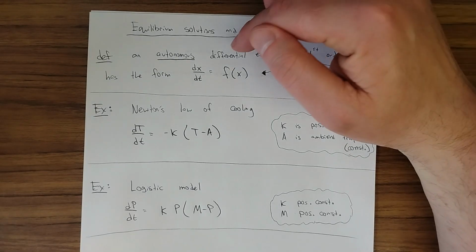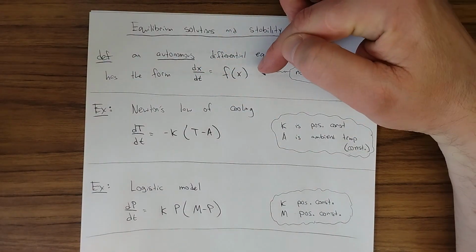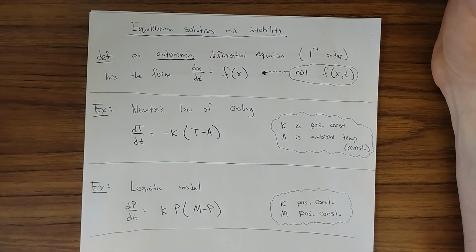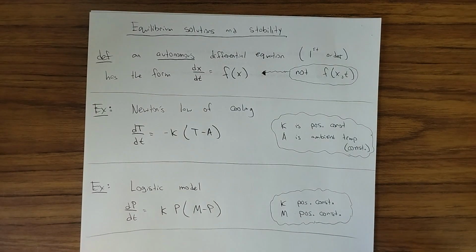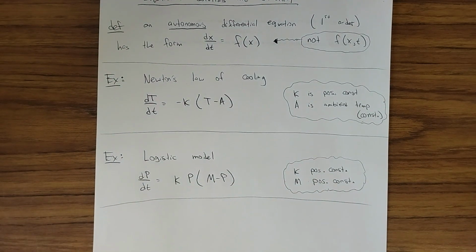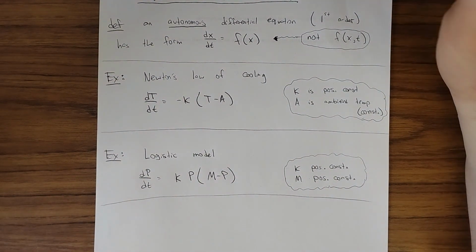So in general, you might have dx over dt is a function of both x and t, and what makes it autonomous is that it's not a function of both x and t, it's just x. Anyway, we've seen examples of such things now that we know what they're called.